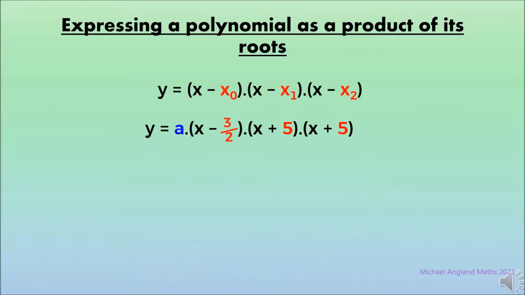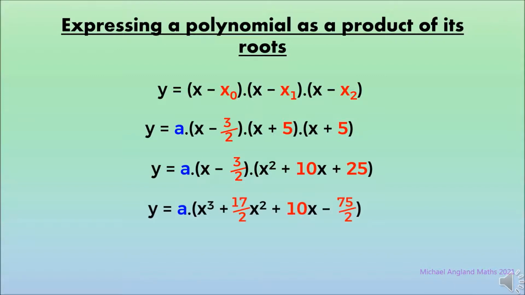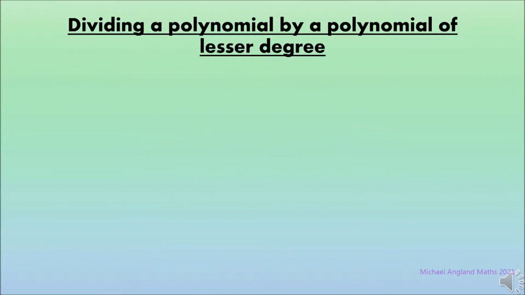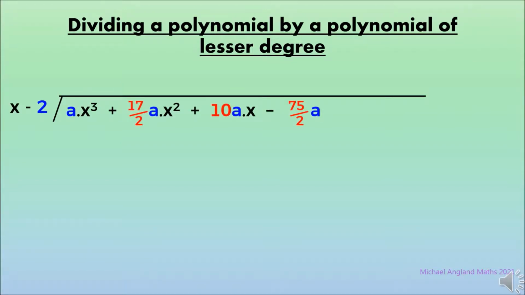So on this slide, following on from the last slide, we have y is equal to a into (x − 3/2) times (x + 5) times (x + 5). Let's multiply that out. Multiplying the last two terms out, we get y is equal to a into (x − 3/2) times (x² + 10x + 25), which for the final line will give y is equal to ax³ + (17/2)ax² + 10ax − (75/2)a. So now that we've established our polynomial by multiplying out the factored root form, let's divide that by x minus 2 and see what the result is.